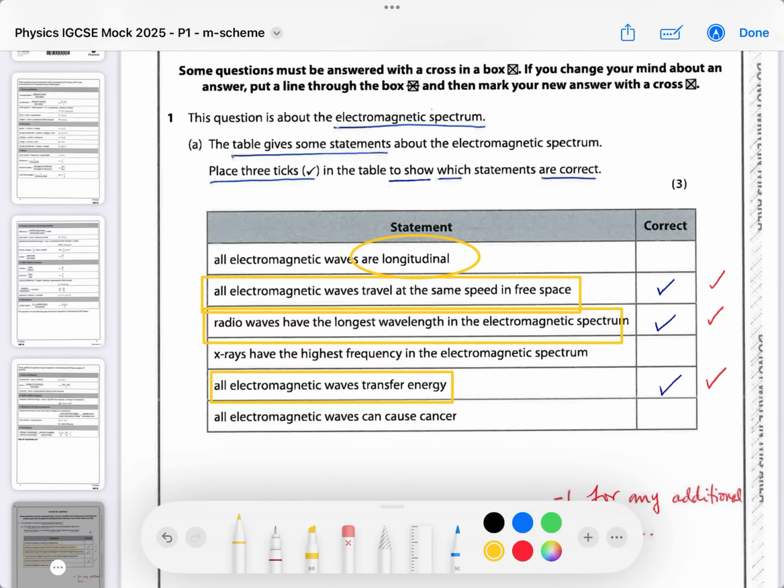The fifth one says all electromagnetic waves can cause cancer. Well, the fact that it says all, obviously they don't all have a risk of creating cancer. It's only the high energy ones which produce ionization, so that means gamma rays and X-rays are the ones that can cause cancer as a consequence.